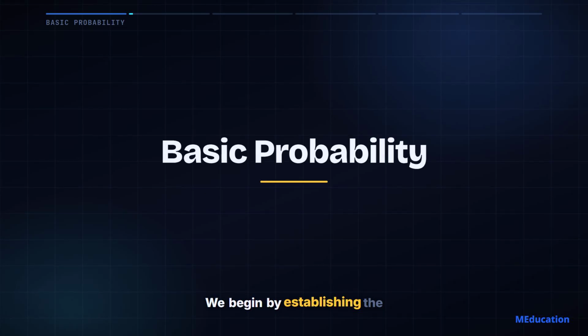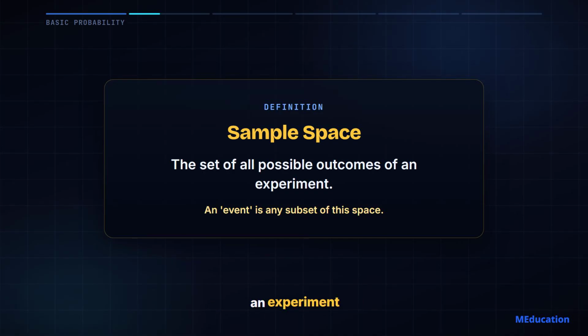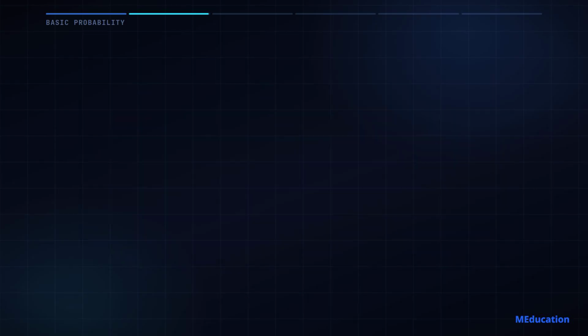We begin by establishing the formal language of chance. Everything starts with defining your sample space. This is the complete set of all possible outcomes of an experiment. An event is simply a specific subset of that space. Getting this definition right is the absolute first step before you even touch your calculator. You will learn to use strict set notation to describe unions, intersections, and complements.